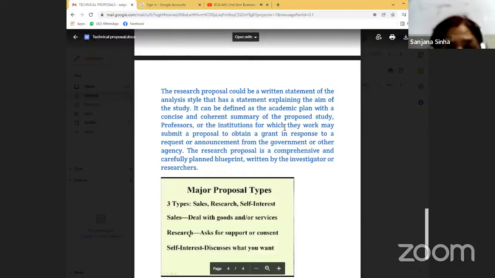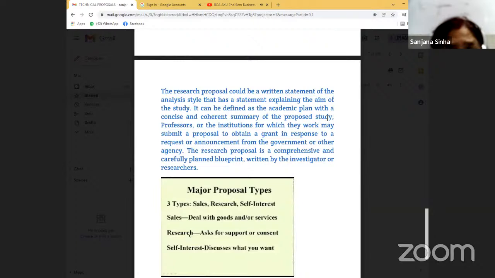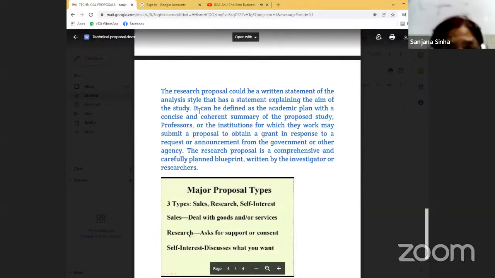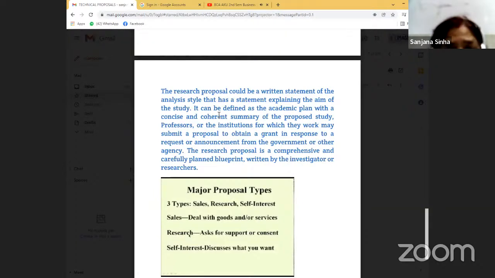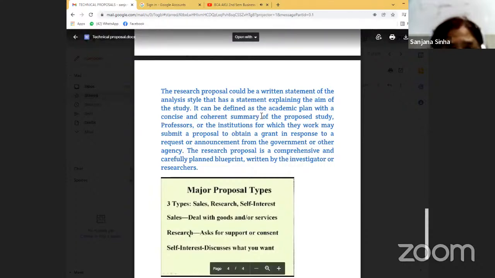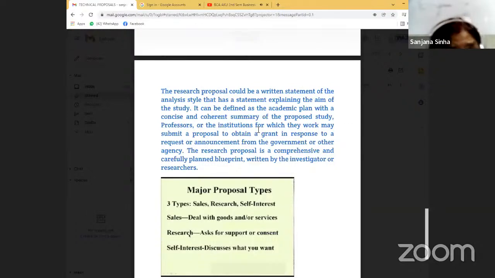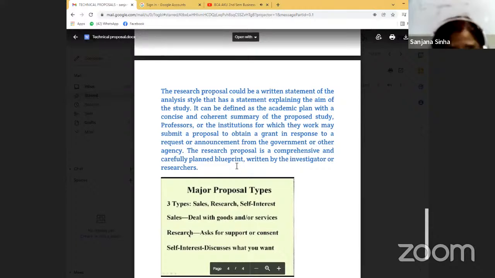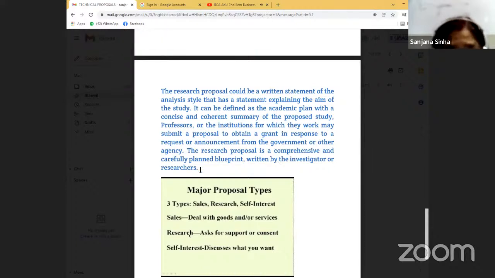Okay. The research proposal could be written statement of the analysis style and has a statement explaining the aim of the study. It can be defined as the academic plan with a concise and coherent summary of the proposed study. Professors or the institutions for which they work may submit a proposal to obtain a grant in response to a request or announcement from the government or other agency. The research proposal is a comprehensive and carefully planned blueprint written by the investigator or the researcher.